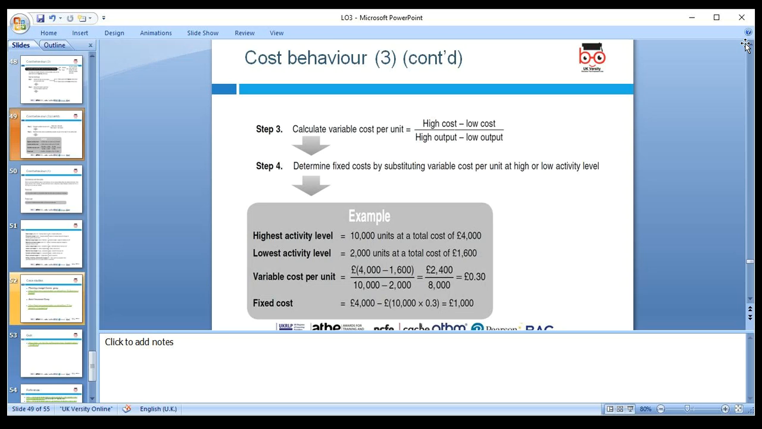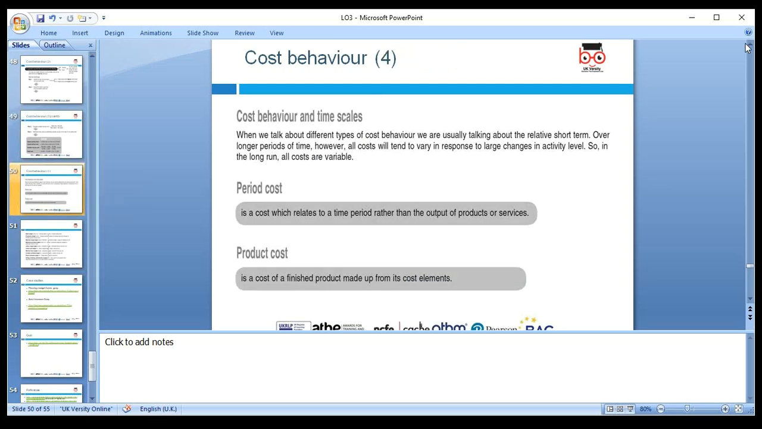So 2,400 divided by 8,000 is 0.3 per unit. That's the variable cost. How many units have we produced? 10,000 times 0.3, so that will be 3,000. So 4,000 minus 3,000: 3,000 is variable, 1,000 will be the fixed, totally the 4,000 cost. Or 4,000 minus 1,000: 1,000 is fixed, 3,000 is variable, and total is 4,000. So that's the way we can find the fixed and variable cost.